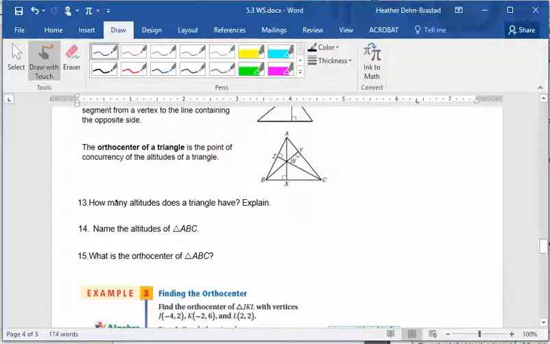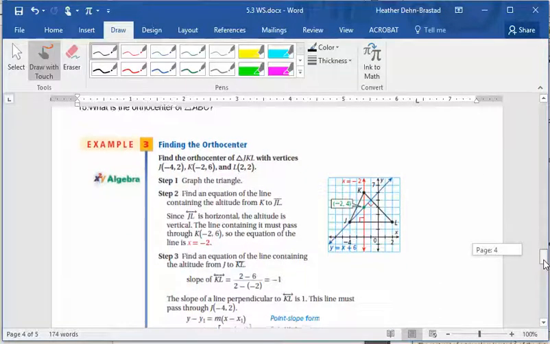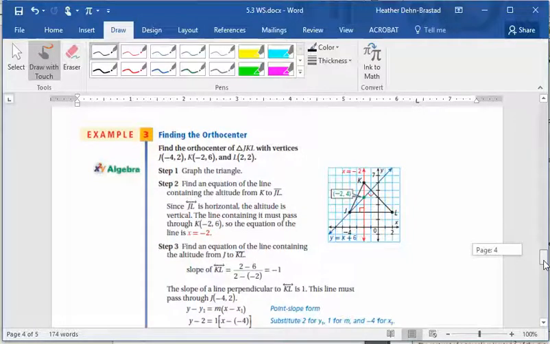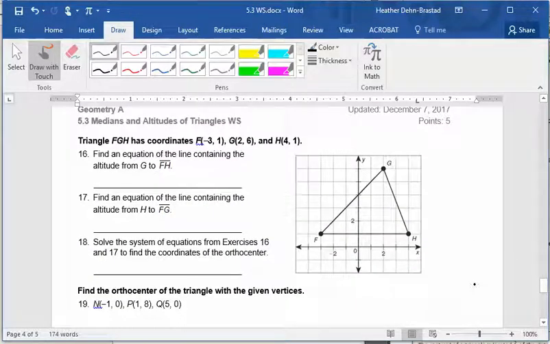Alright, so you're going to name the altitudes and the orthocenter here, just some vocab checkup. And then all we'll do for this type of orthocenter is basically find the orthocenter. So we have to find the altitudes, and we need at least 2 of them, and then find the point where they intersect. So in this triangle, we have to find the equation of the line containing the altitude from G to FH.